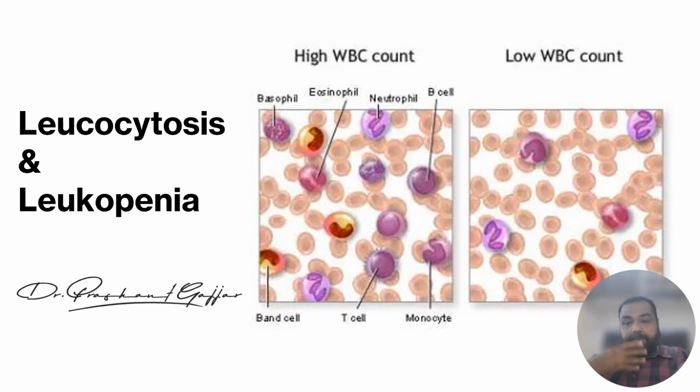So basically there are five types of WBCs. First, the neutrophils or the polymorphs, 50 to 70 percent. Lymphocytes 25 to 35 percent. Eosinophil 1 to 3 percent. Monocyte 4 to 6 percent, and basophil 0 to 1 percent.